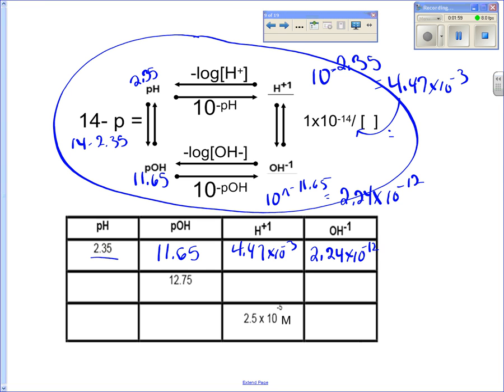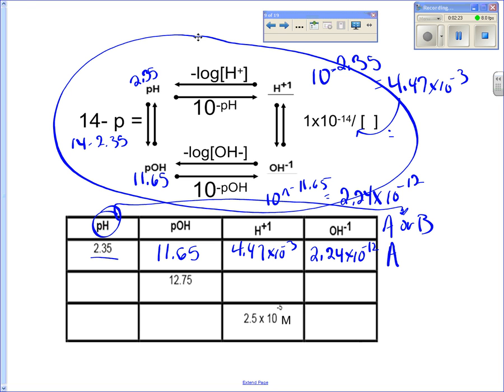And then I can check really quickly, if it asks me whether this is an acid or a base, I go over here to pH. Always look at pH. If it's less than 7, then I know it's acidic. If it's greater than 7, then I know it's basic. And it's less than 7, so I know that it's acidic. Again, look at pH to determine whether something is acidic or basic.